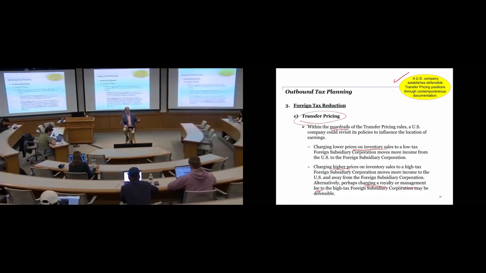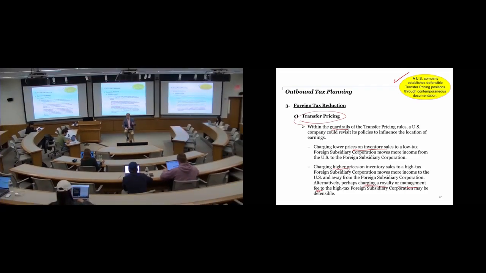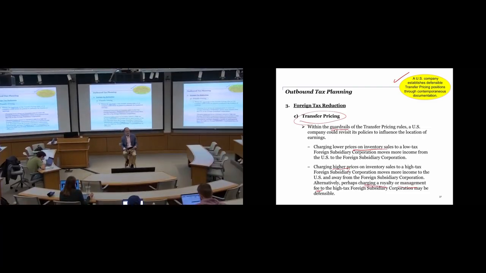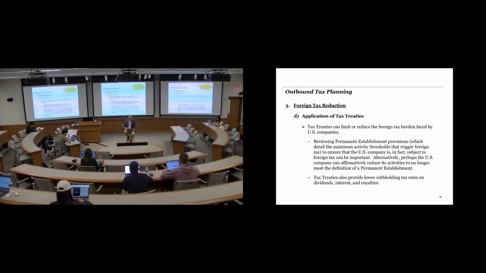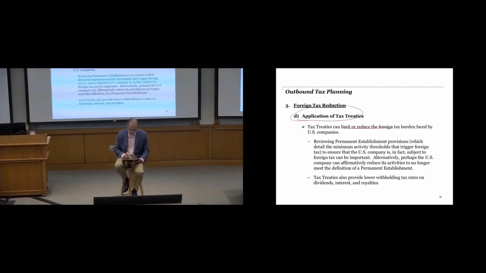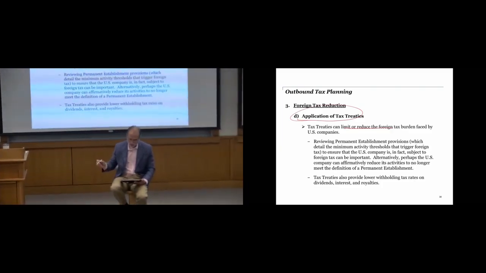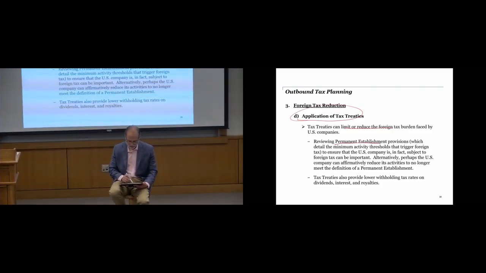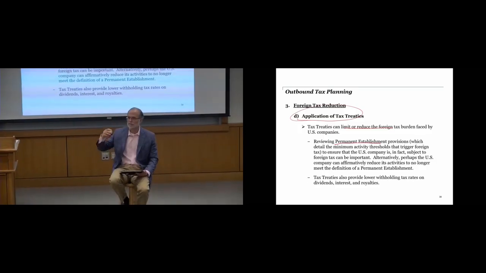So that's how you develop what is arm's length and what is the range. You do documentation on what third parties would do in a similar situation, and then apply that to your facts. That's your defense in setting up these transfer pricing arrangements. Applications of tax treaties. So this can limit or reduce foreign tax of the U.S. company. So first of all, if you're doing business in branch form, maybe review the permanent establishment provisions.